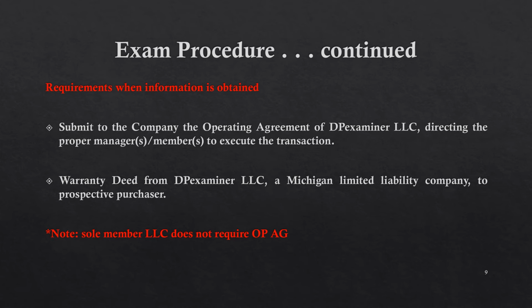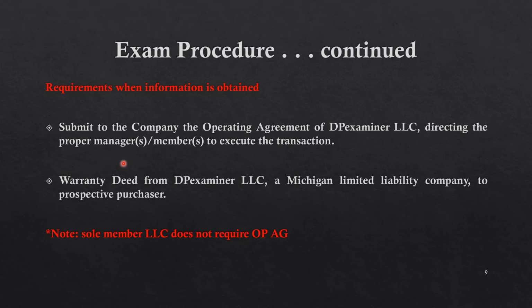And as you might have guessed, there is the converse of the previous page. This regards requirements when information is obtained. So your purchase agreement indicates DP Examiner LLC is the seller. I've signed it. You go on the Michigan site, you pull up all your relevant information.